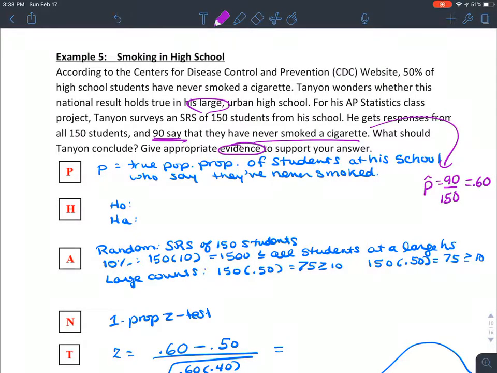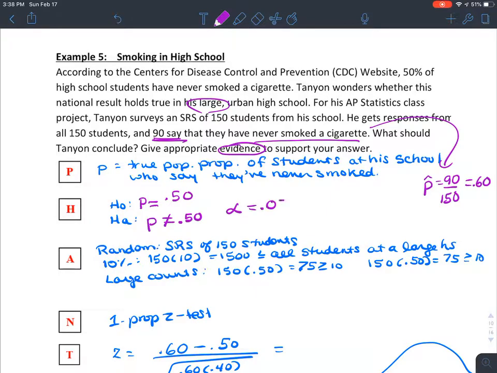We need to give appropriate evidence. Evidence is a key word that we're doing a significance test. So our parameter in question is the true population proportion of students at Tanyan's school who say that they've never smoked. The null is 0.50. That's just half, which is what the CDC says. And it doesn't mention that he thinks that there's more or he thinks that there's less. And so when you're not getting a vibe of going against a certain claim more or less, that's when you would want to use a does not equal to.